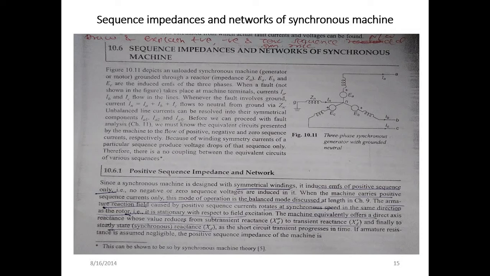Since a synchronous machine is designed with symmetrical winding, it induces EMF of positive sequence only, so no negative or zero sequence voltages are induced in it. When the machine carries positive sequence current only, this mode of operation is the balanced mode. The armature reaction field caused by the positive sequence current rotates at synchronous speed in the same direction as the rotor, so it is stationary with respect to the field excitation. The machine equivalently offers direct axis reactance whose value rises from subtransient reactance Xd double dash to transient reactance Xd dash and finally to the steady state synchronous reactance Xd, similar to the short circuit transient process.